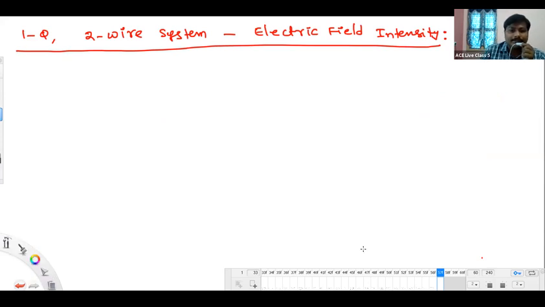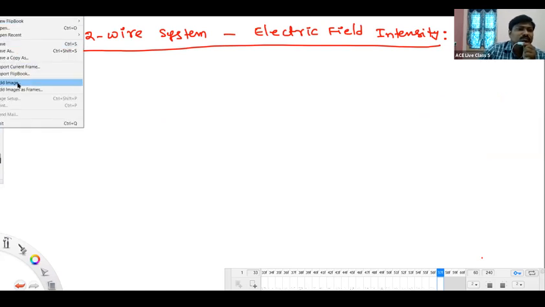Single phase two wire system electric field. Practically, that glow will be visible.